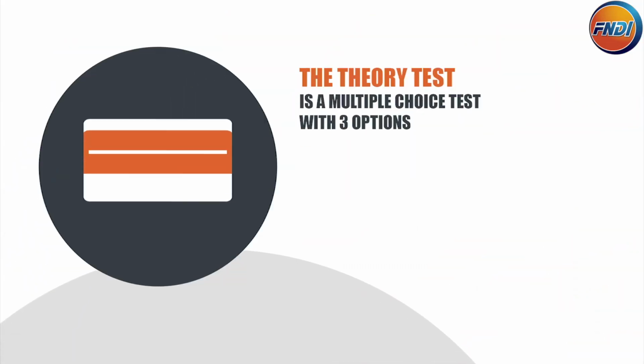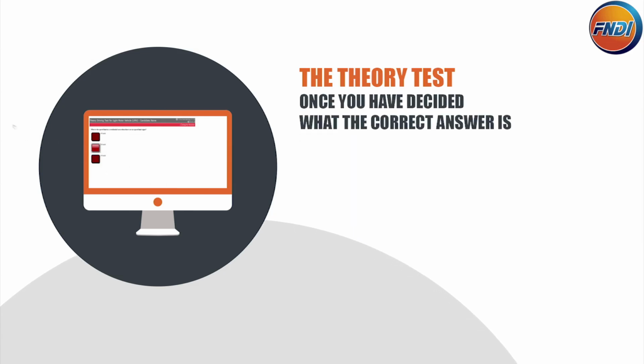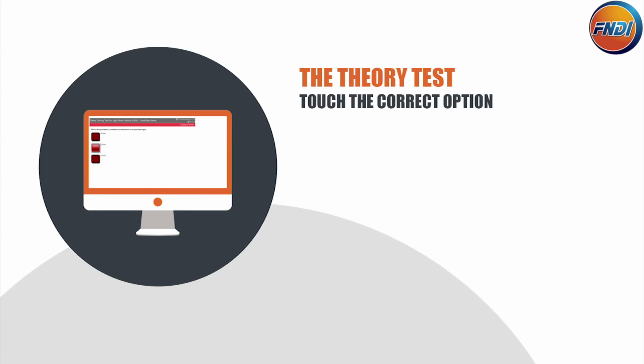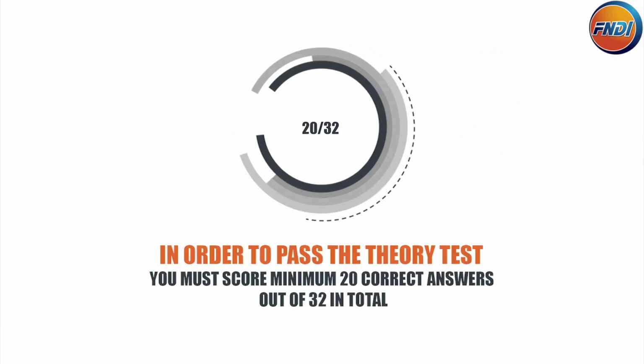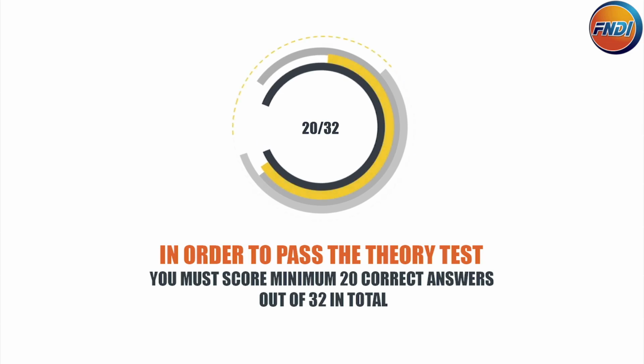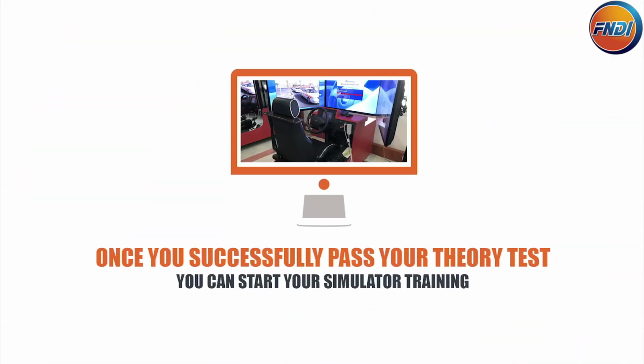The theory test is a multiple choice test with 3 options. Once you have decided what the correct answer is, touch the correct option. You will have 25 minutes to complete the test. There are 32 total questions in the theory test. In order to pass the theory test, you must score a minimum of 20 correct answers out of 32 in total. Once you successfully pass your theory test, you can start your simulator training.